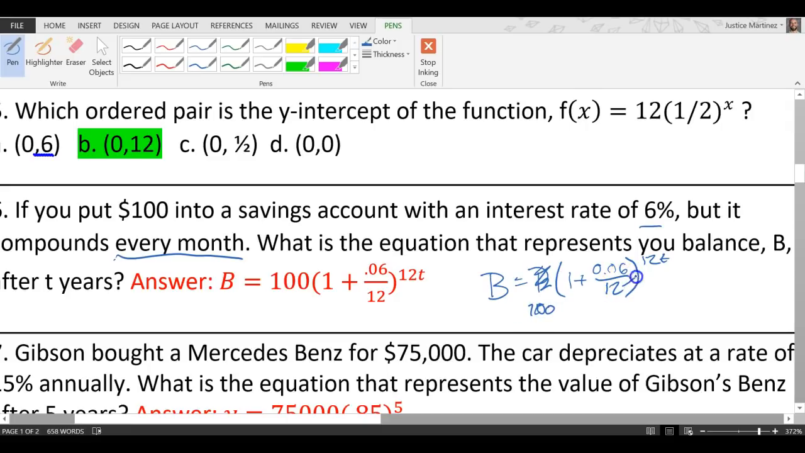I need to be careful with these two pieces. I'm going to highlight them so you see what I'm saying. You need to be careful here and here. Make sure you know how many times it is compounding per year.